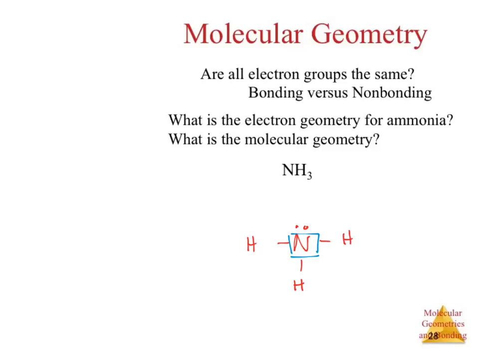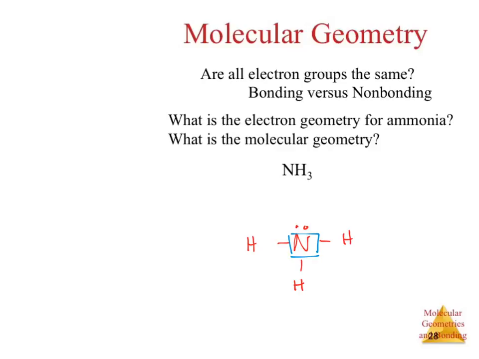But in that assumption, when we got tetrahedral for methane, we said all 4 hydrogens were identical to each other. All 4 electron domains were exactly the same. Is that the case? No. I'm showing a line versus dots. Very clearly, they're different. Okay? How does that difference manifest? That's when we come into molecular geometry.